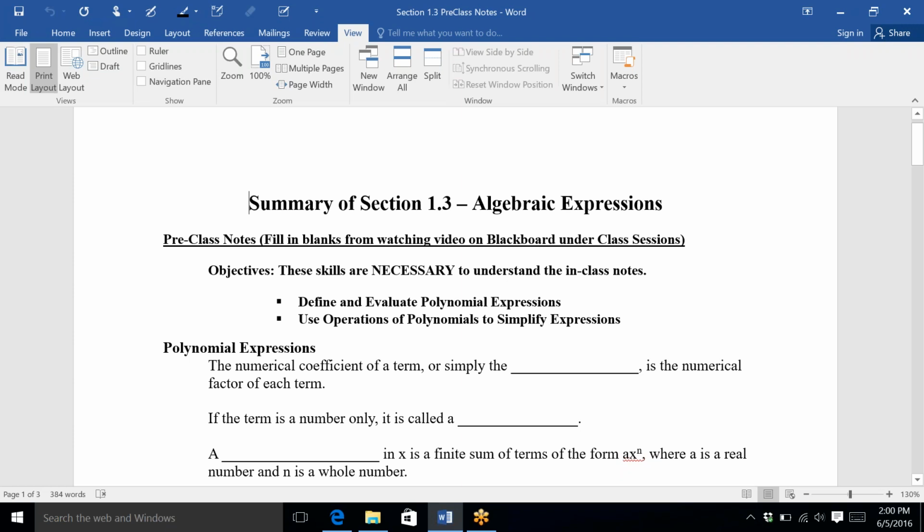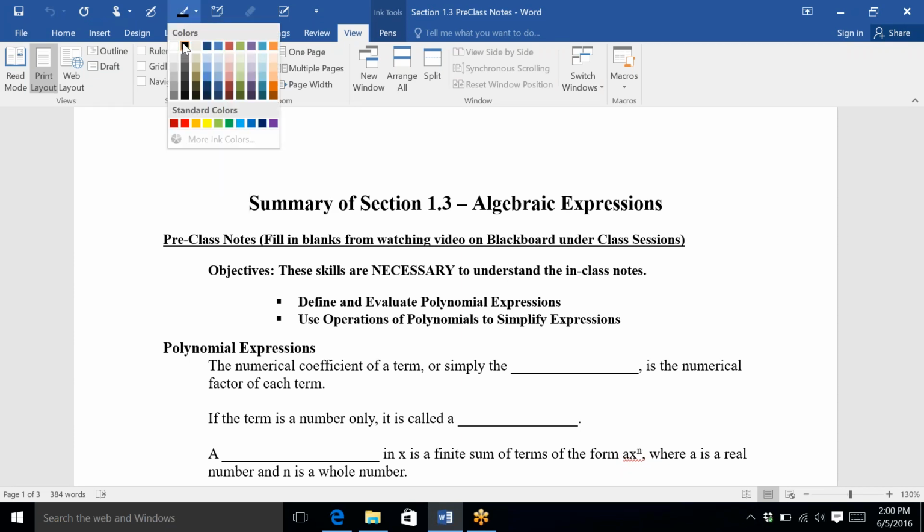Okay, we're looking at the 1.3 pre-class notes. Objectives for this section are to define and evaluate polynomial expressions and use operations of polynomials to simplify expressions. So we have some definitions in this section we want to go through.